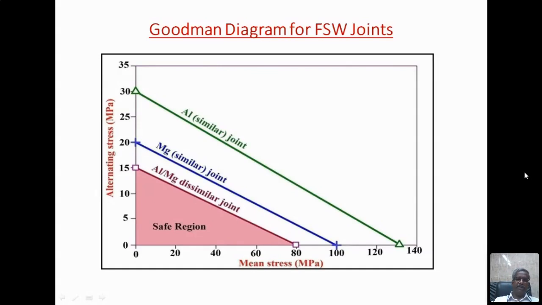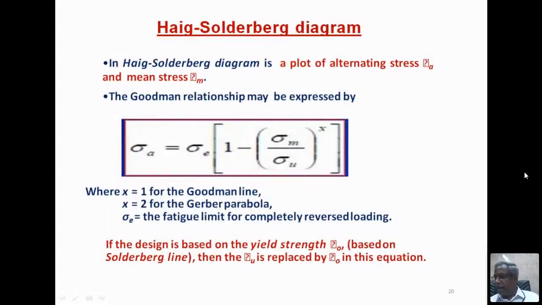So above this safe region, what are the points? If the mean stress acting falls there, the joint is in the unsafe region. You have to reduce the stress, or you have to increase the dimensions of the component. That's the usefulness of this Goodman diagram.